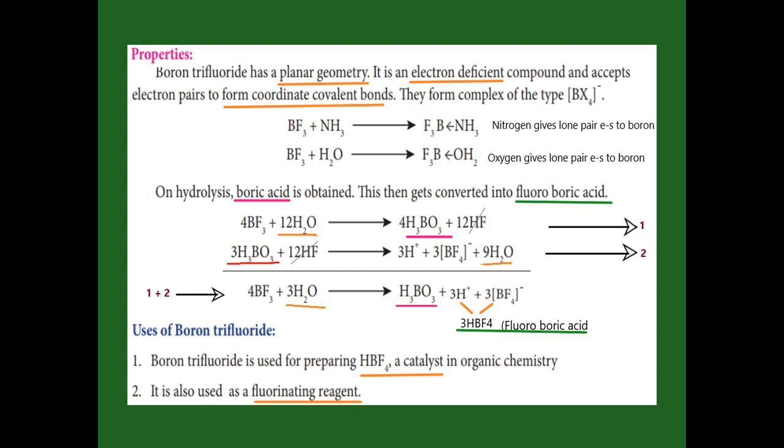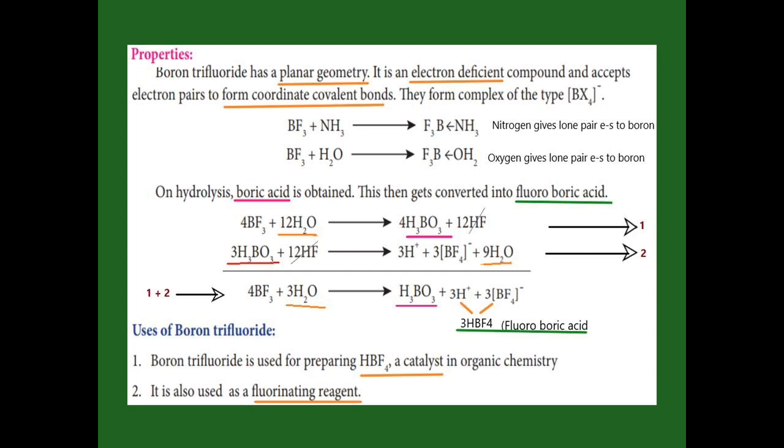In the same way, when boron trifluoride reacts with water, it gives a coordinate covalent bond, because the oxygen in water has a lone pair of electrons. That lone pair is given to boron, and it is indicated by a small arrow mark. That arrow mark indicates that it is a coordinate covalent bond. Now, on hydrolysis, boron trifluoride gives boric acid, and that boric acid is again converted into fluoroboric acid.